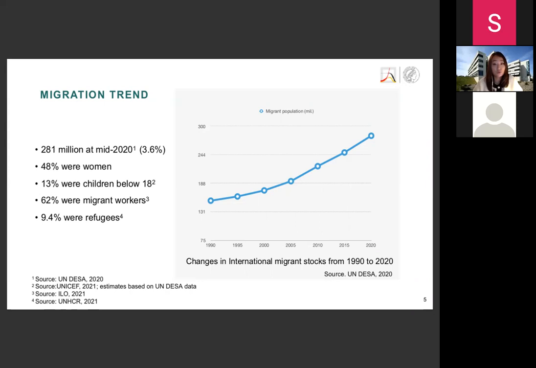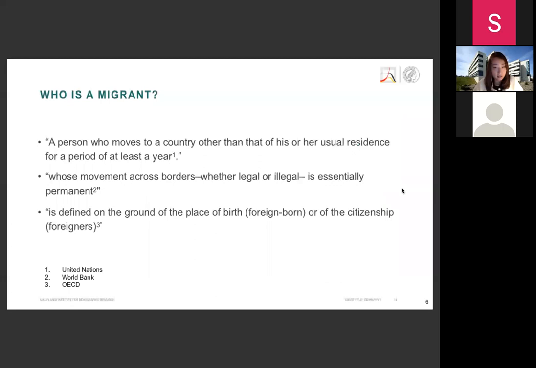But who are migrants exactly? Defining them is essentially a difficult task because many different definitions can be used. Here I have lined up three different definitions of a migrant from OECD, World Bank, and United Nations. The UN, for instance, defines a migrant as a person who moves to a different country other than that of his or her usual residence for a period of at least a year. World Bank focuses on those whose movement across borders is essentially permanent.